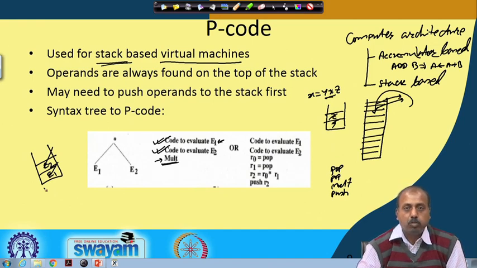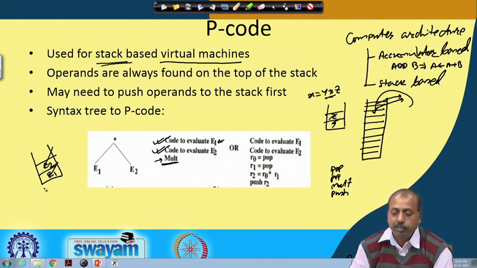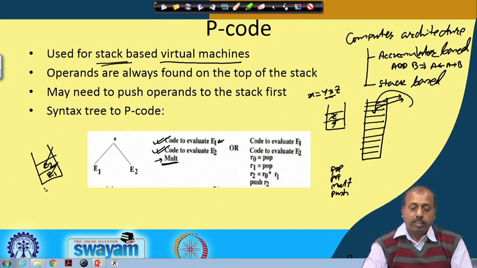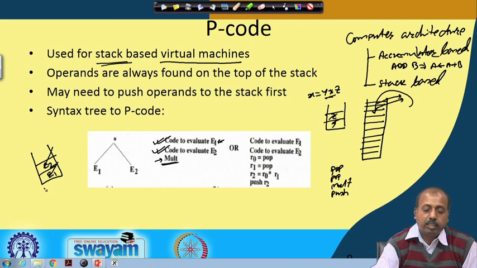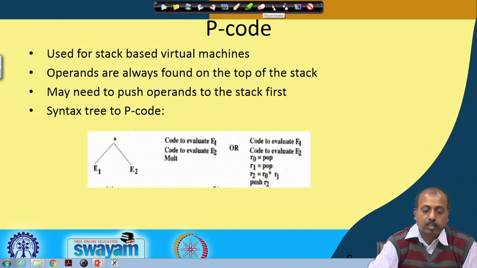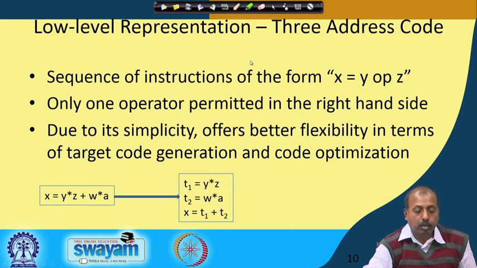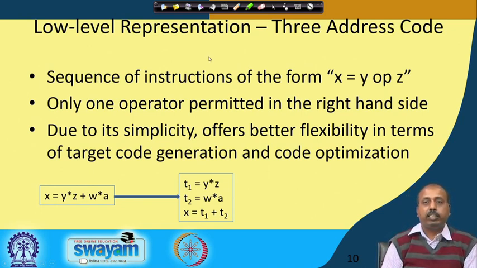It is close to the stack-based representation, but the difficulty we have is that if the target is an accumulator-based architecture, then converting it into target code becomes difficult. Still, this is a technique for doing code generation. Next we will look into the low-level representations, which are very common in intermediate code generation.